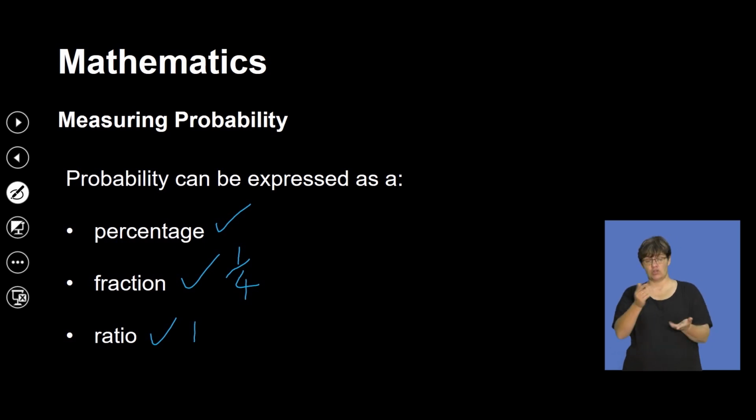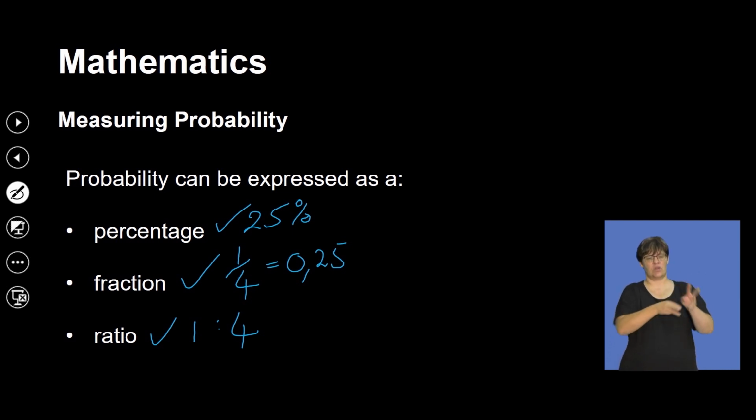That is saying the ratio of the probability of a favorable thing happening out of the 4 possible events means it's 1 to 4 in a ratio. If we would convert that to a percentage, we would say that would be 25%, because it is equal to 0.25. So those are the ways of representing and measuring probability.